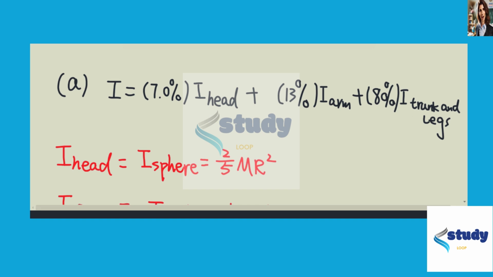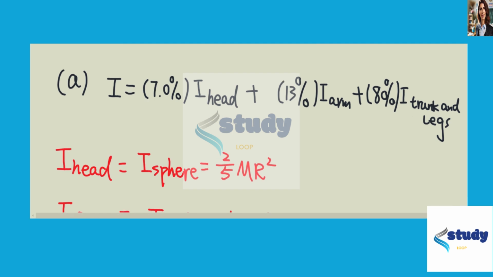The total moment of inertia for a typical dancer is equal to 7% times the moment of inertia of the head, plus 13% of the moment of inertia of the arms, plus 80% of the moment of inertia of the trunk and legs of the dancer.